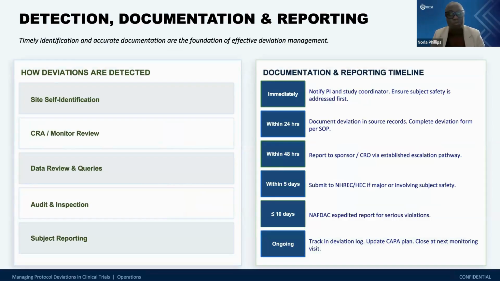Detection, documentation, and reporting. Again, clinical research. And the reason why we are having this conversation is because of our culture. I don't know how many Africans or how many Nigerians we have here today. We don't like to document things. We don't like to report things. We don't like to file things. We don't want that hassle.